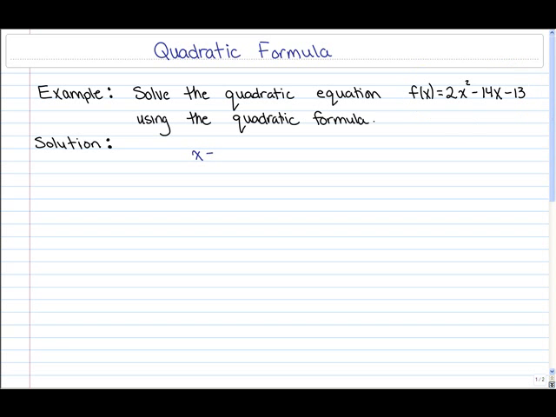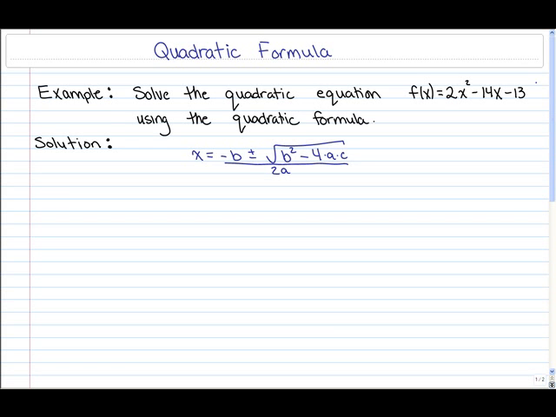Now, remember that the quadratic formula follows negative b plus and minus the square root of b squared minus 4 times a times c, all divided by 2 times a. Now x is equal to that.